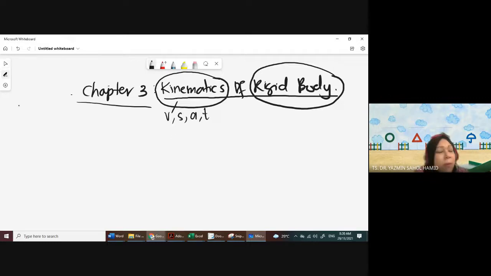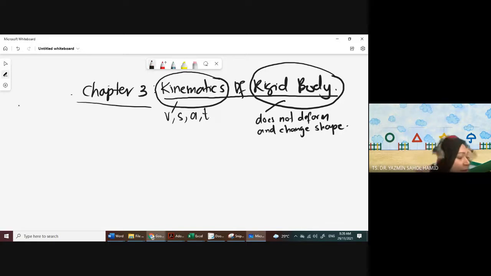A rigid body is an idealization of a body that does not deform. It does not deform and it does not change shape. So what is the difference between the particles that you learned previously and a rigid body?